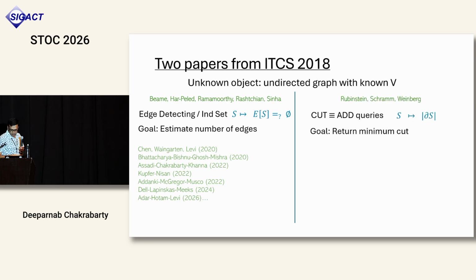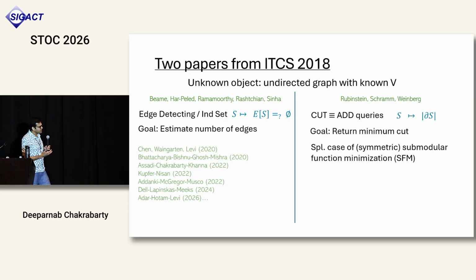The thing that we'll talk about more in the two talks that are coming up is this work by RSW, Rubinstein, Schramm, and Weinberg, where they looked at cut queries. Again, given an S, I want to know how many edges exit, which is the same as additive queries. But their goal was not to reconstruct the graph, but to return the minimum cut of the graph. And why? Because this is a special case of the symmetric submodular function minimization problem, which is a classic problem in discrete optimization, whose query complexity is still unknown.